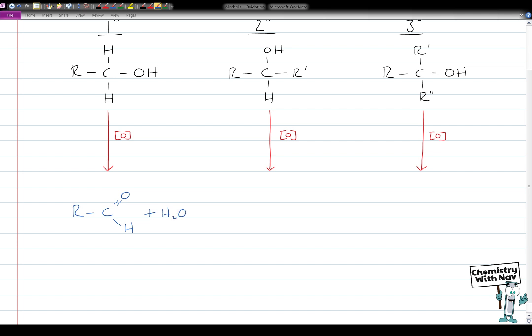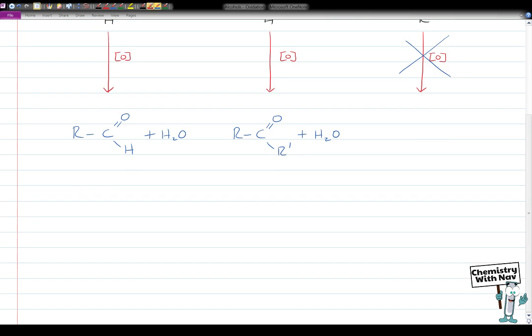If we do this with the secondary alcohol, we end up with RC double bond O, R prime, and we also get the inorganic product of water. However, with the tertiary alcohol, the oxidizing agent can't actually do anything, so that oxidation does not occur.